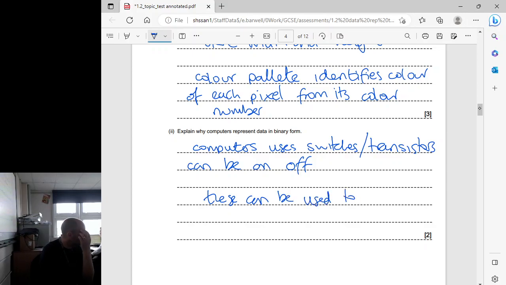So they can be used for memory, for instructions. Everything is written in binary in the computer. So everything can be represented using transistors.